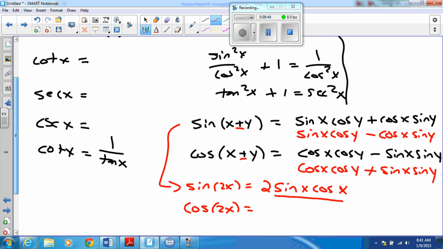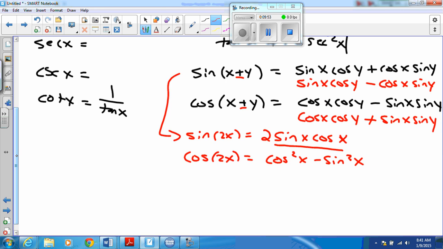Meanwhile, the cosine of 2x is going to be cosine x cosine x minus sine x sine x. And if I now directly appeal to the Pythagorean identity, replacing sine squared with 1 minus cosine squared, I get this. Or if I replace cosine squared with 1 minus sine squared, I get this. And from here, I can get the double angle identities for sine and cosine. Okay? So that now needs to become part of your toolbox, and the only way to do that is to talk yourself through it.